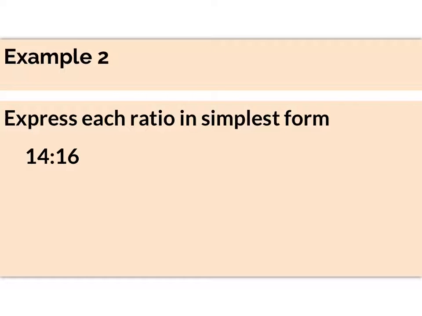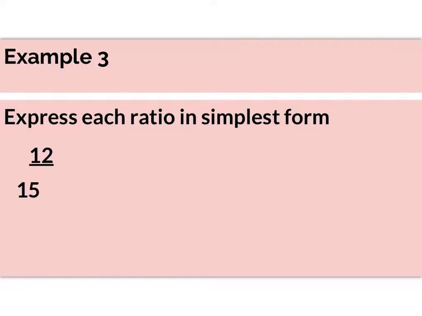Looking at our second ratio, 14 to 16. Write this as a fraction, 14 over 16. And now we have to simplify. How do we simplify 14 over 16? We look at the two numbers and we see that both of them are even. And we know all even numbers, ending in 2, 4, 6, 8, and 0, are divisible by 2. 14 divided by 2 is 7. 16 divided by 2 is 8. And so 14 to 16 in simplest form is 7 to 8, or 7/8.